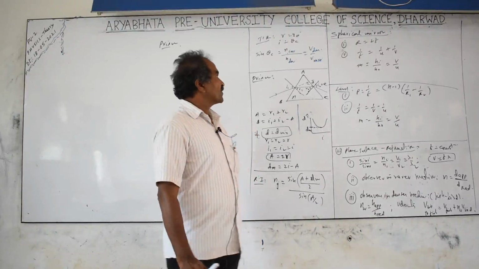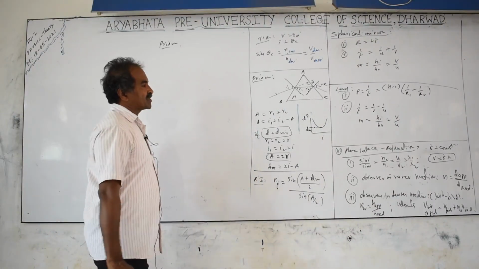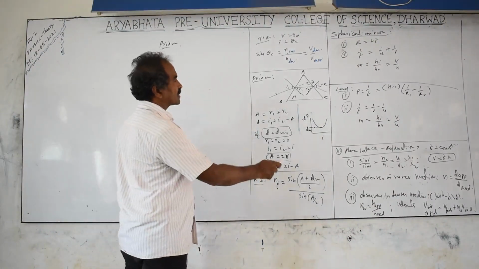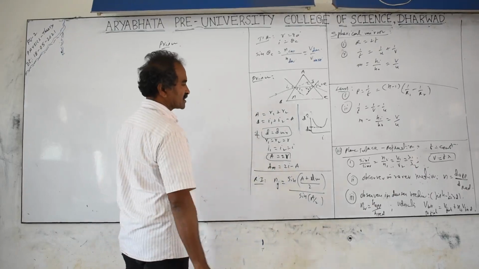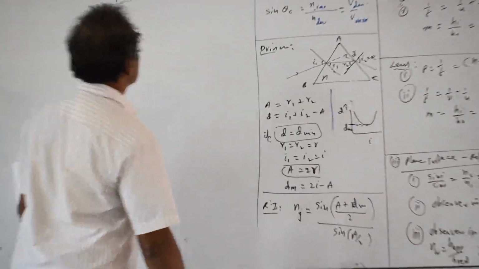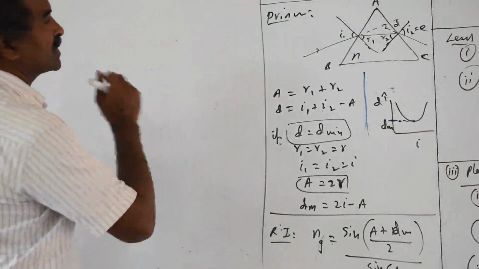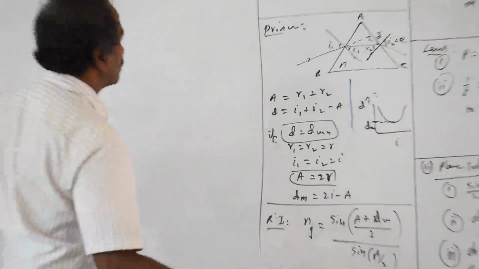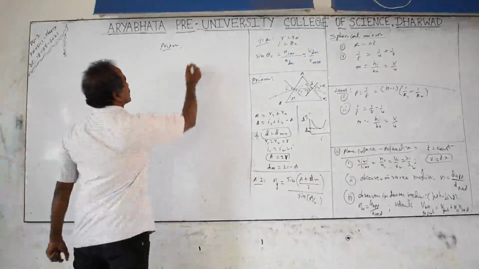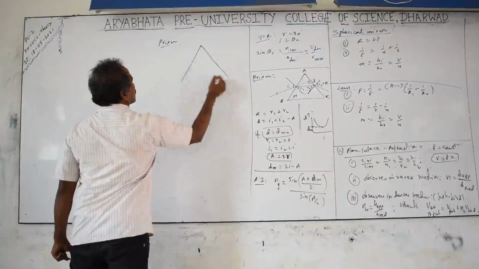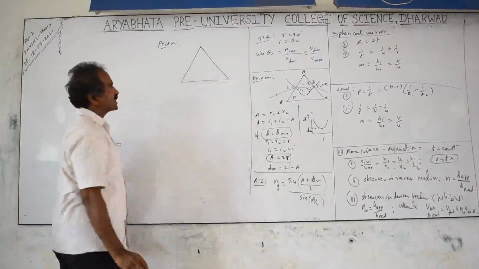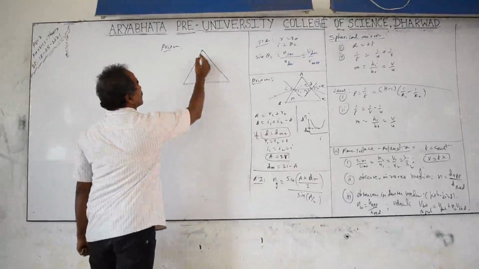In the previous class we completed refraction at lenses and at plane surfaces, real depth and apparent depth. But next is the prism. I will discuss a few points about the prism, and then we'll work out the problems. A prism is a transparent material with two transparent surfaces, where the refraction takes place, separated by some angle.